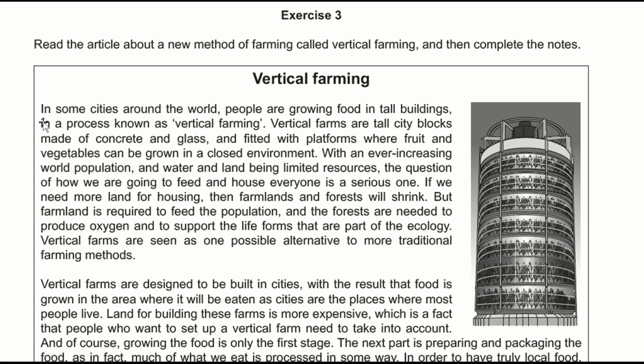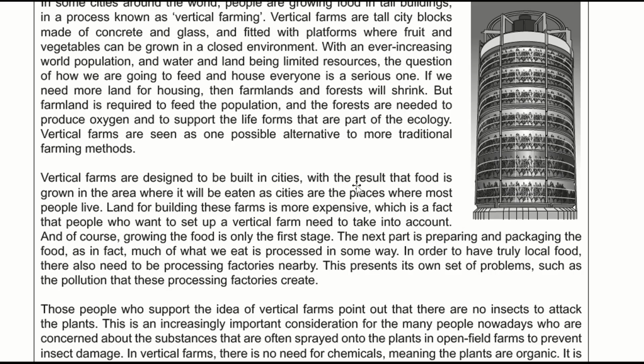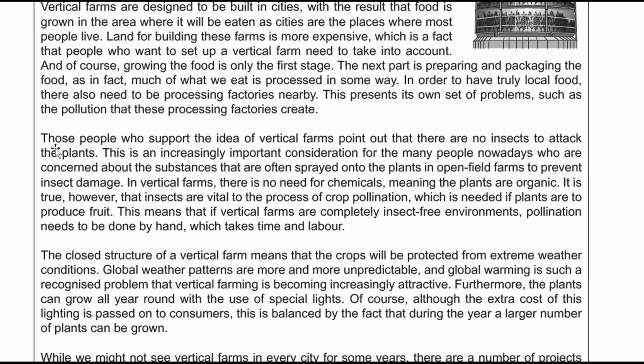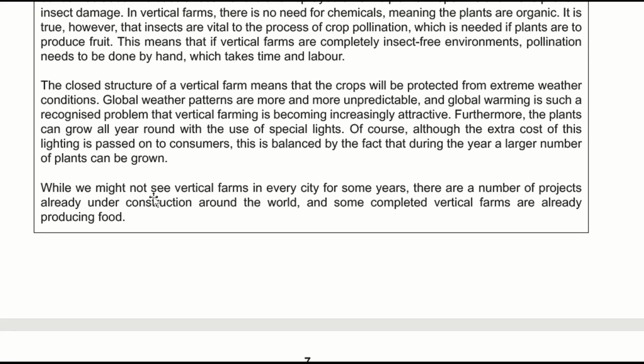So vertical farming. In some cities around the world, people are growing food in tall buildings in a process known as vertical farming. Vertical farms are designed to be built in cities with the result that food is grown in the area where it can be eaten, as cities are the places where most people live. Next paragraph. Those people who support the idea of vertical farms point out that there are no insects to attack the plants. The closed structure of a vertical farm means that crops will be protected from extreme weather conditions. And the final paragraph: while we might not see vertical farms in every city for years to come, there are a number of projects already under construction around the world, and some completed vertical farms are already producing food.